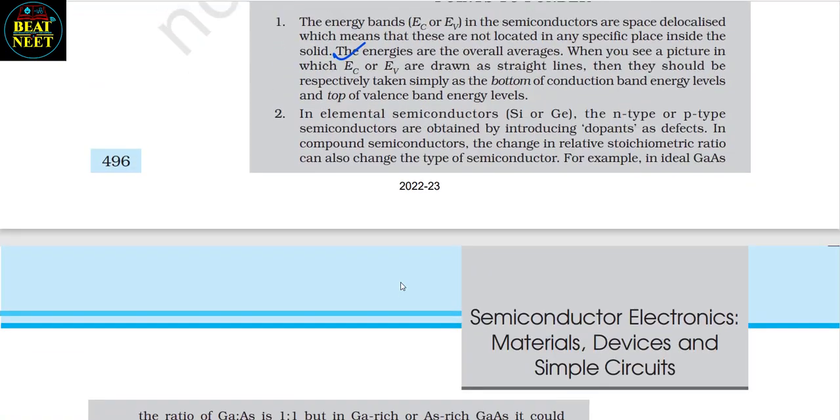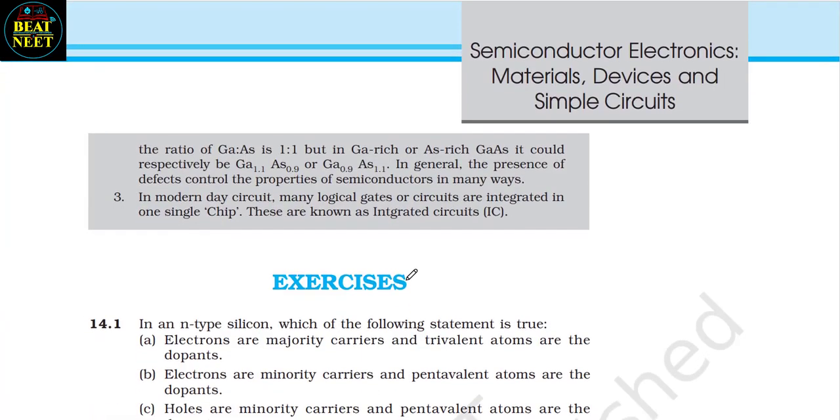Number 2, in elemental semiconductors, Si or Ge, the N-type or P-type semiconductors are obtained by introducing dopants as defects. In compound semiconductors, the change in relative stoichiometric ratio can also change the type of semiconductor. For example, in ideal GaAs, the ratio of Ga and As is 1:1, but in Ga-rich or As-rich GaAs, it could be respectively Ga 1.1, As 0.9 or Ga 0.9, As 1.1. In general, the presence of defects controls the properties of semiconductors in many ways.